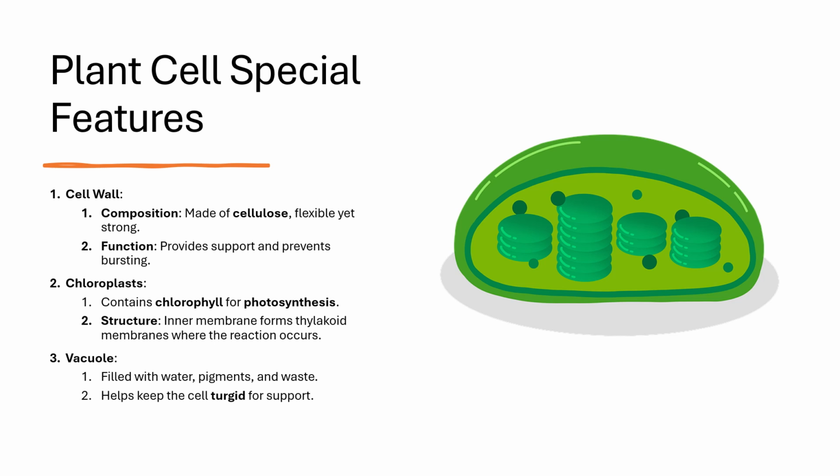Vacuoles are filled with water, pigments and waste, and help with cell turgor for support. So if something is turgid, it creates support. And at GCSE, you may have read that vacuoles contain something called cell sap, which is true, and contain various dissolved sugars and salts.